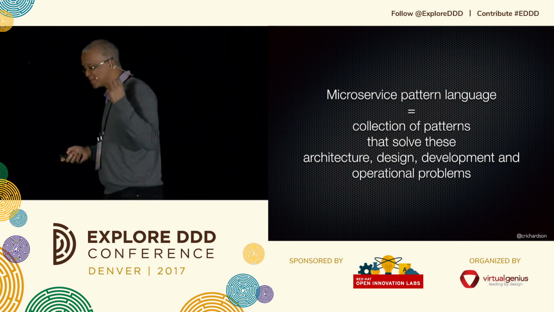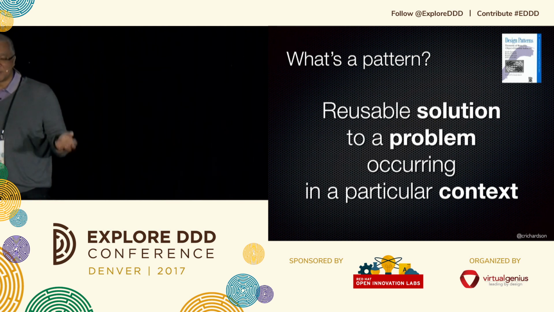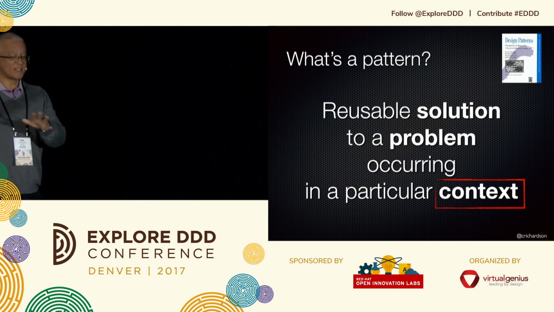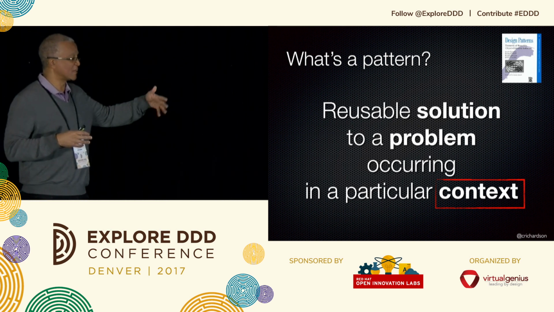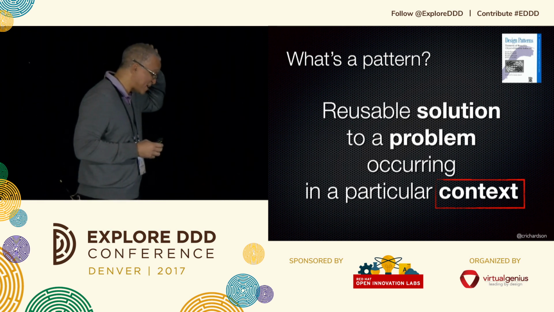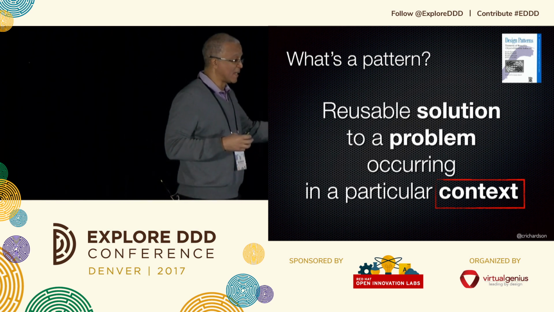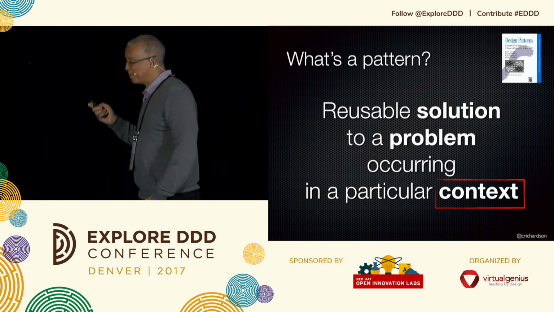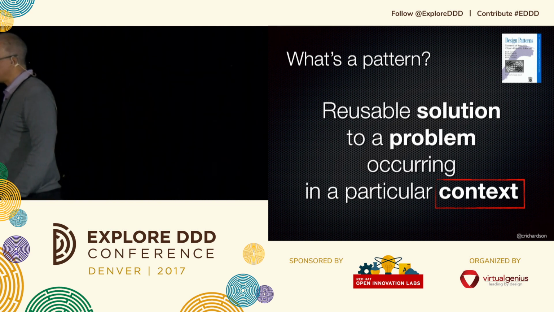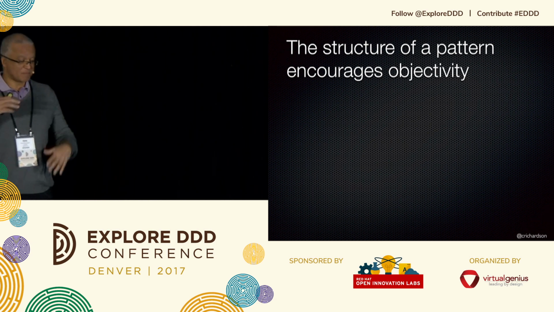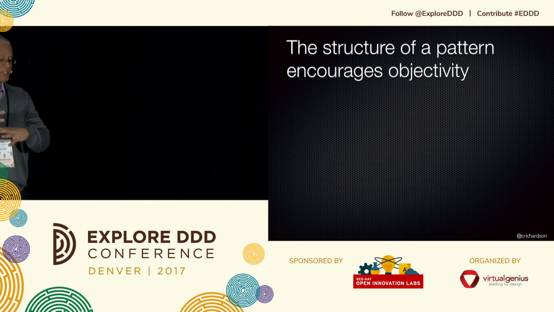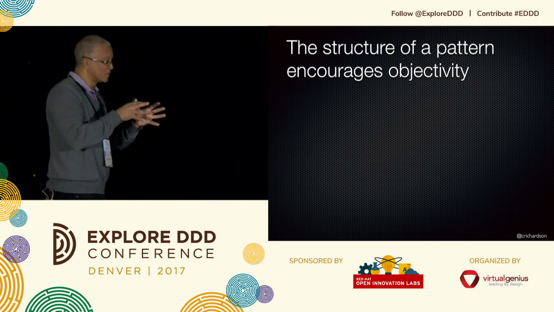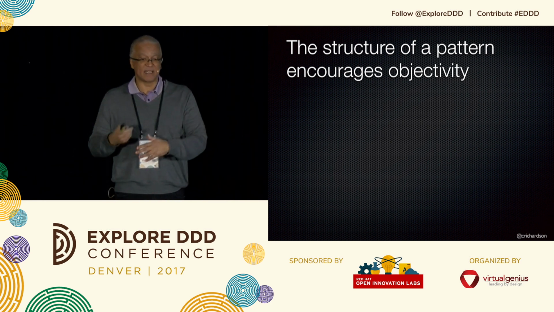So a pattern, of course, is a reusable solution to a problem that occurs in a particular context. Popularized by the Gang of Four book, which was object-oriented design patterns. But of course, patterns are much more general than that. DDD itself is a collection of patterns. And I think patterns are awesome because they encourage objectivity. If you follow the pattern structure, it forces you to be much more objective about a particular design approach or a particular technology.